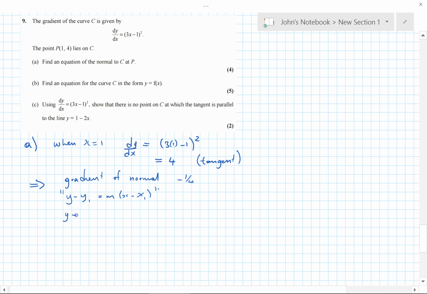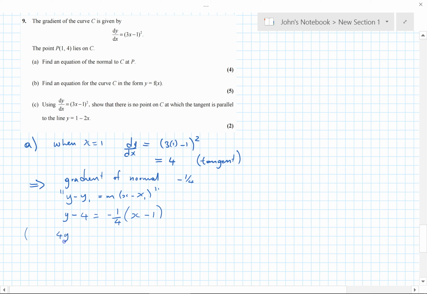So we've got y minus 4 is equal to minus a quarter (x minus 1). Now they haven't asked for it in a particular form here, so they've talked about an equation. It probably means that we're okay to leave that here like that, and that's going to get us full marks, but I'm going to change it just in case.